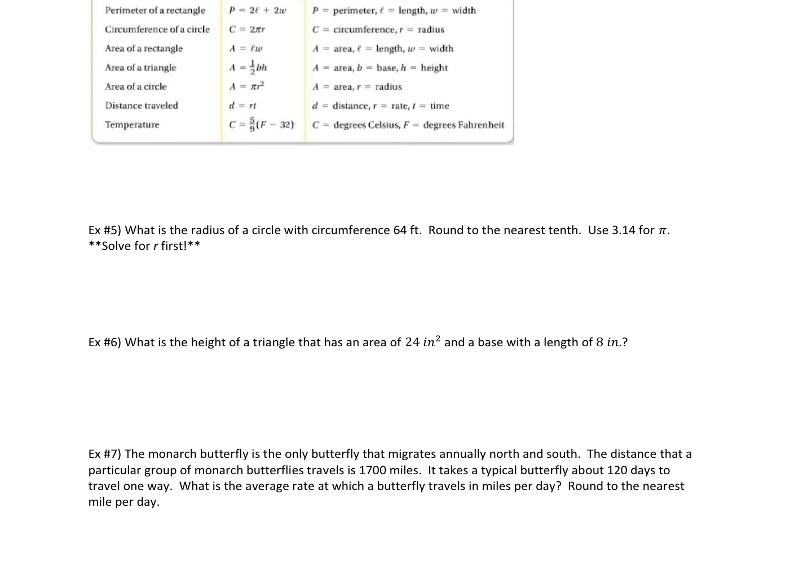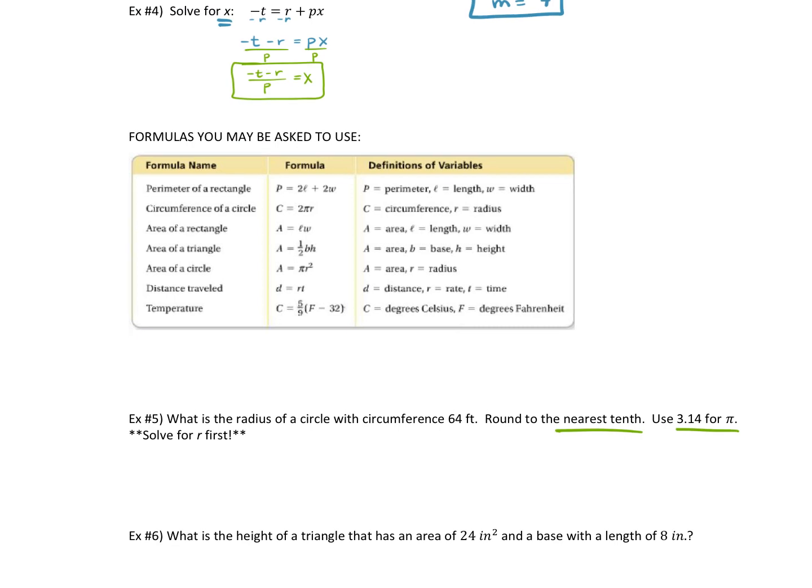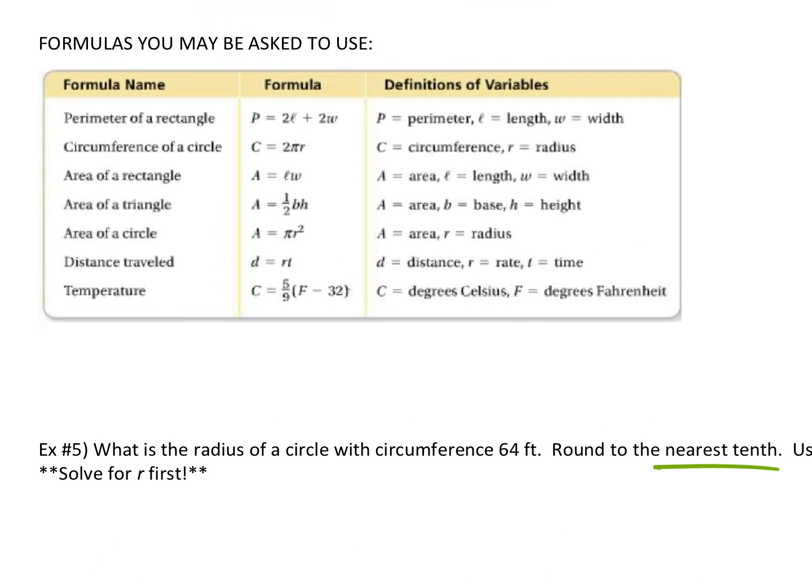Four more, and then we're done. This first one says, what is the radius of a circle with circumference 64 feet, round to the nearest tenth, and use 3.14 for pi, okay? So what is the radius given a circumference? If you look at this chart, what formula are we going to use? That's area of a circle.